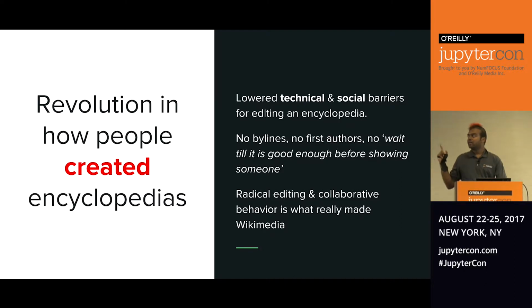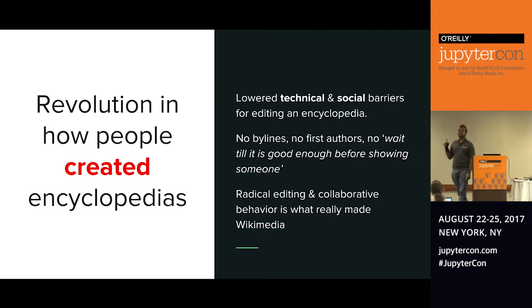So Wikipedia was a revolution in how people created encyclopedias. Most people here probably just read it, and that's also great. Obviously you don't have to wait for a salesman to come to your door before you can read an encyclopedia. But the really big deal was that it changed how people created it. It lowered the technical and social barriers for editing an encyclopedia. You no longer had to be a professor somewhere or a grad student somewhere to be able to edit it. It also meant there were no bylines, no first authors, no ownership, no waiting till this article is good enough, and then you just get distracted and it never goes anywhere. People make a small incremental edit now and then, and that's OK.